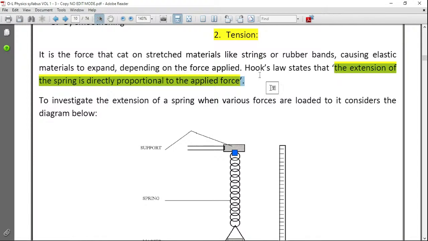So Hooke's law states that the force applied to an elastic material, this is how you have to say it during the GCE, is directly proportional to its extension, provided the elastic limit is not exceeded.